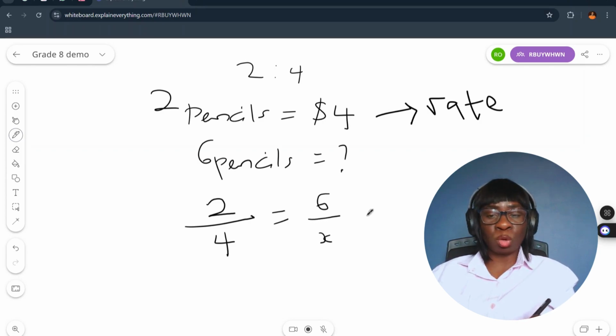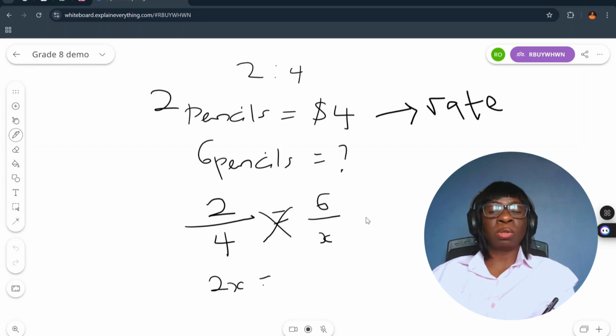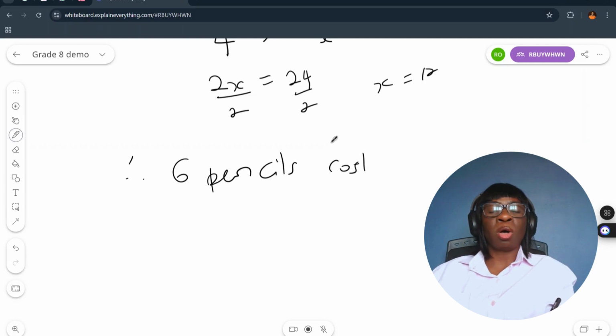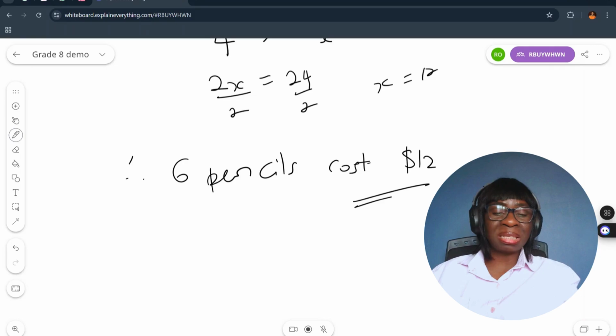So for the first one, we have two pencils cost $4, and then we want to find how much six pencils cost. Then here we can cross multiply, so 2 times x will be 2x equals 4 times 6, that will be 24. And then we divide both sides by 2, and so x will be 12. So we just use proportion to calculate the price of six pencils. Six pencils cost $12.